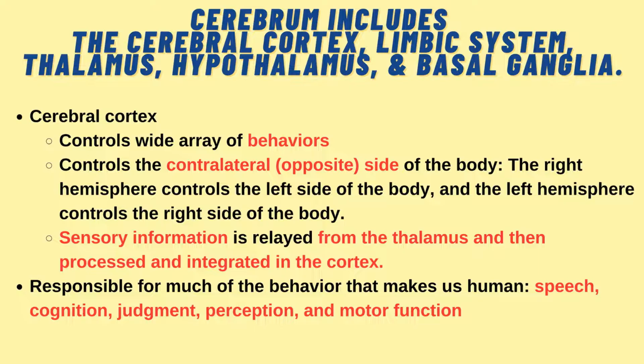of the body. The cerebral cortex also has sensory information that is relayed from the thalamus and then it's processed and integrated in the cortex. It's responsible for much of the behavior that makes us human. So think about your speech, think about cognition, think about judgment, perception, and motor function.